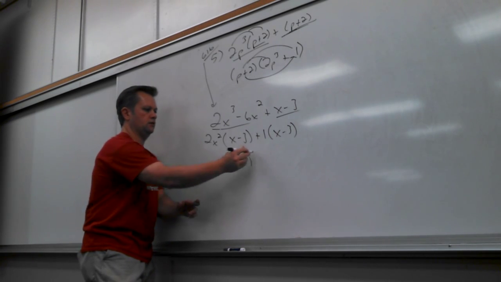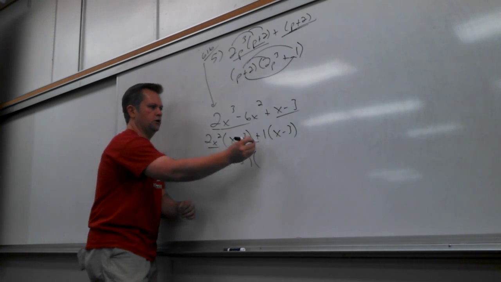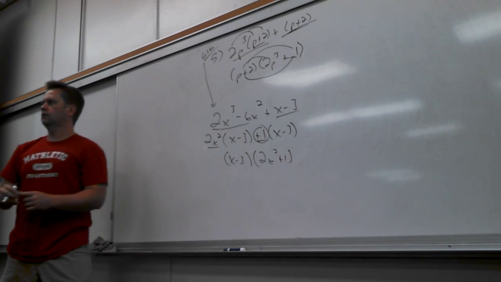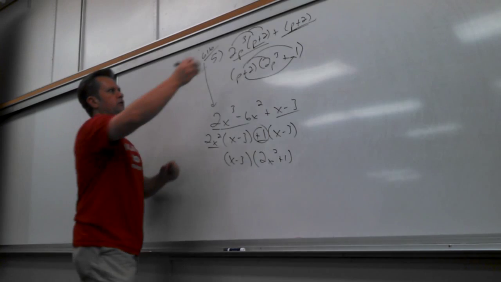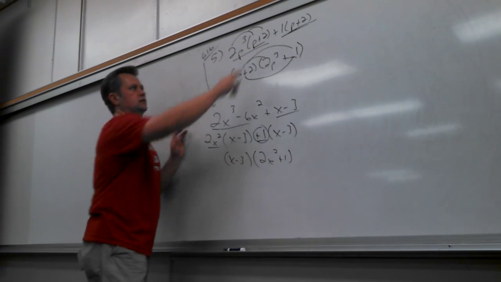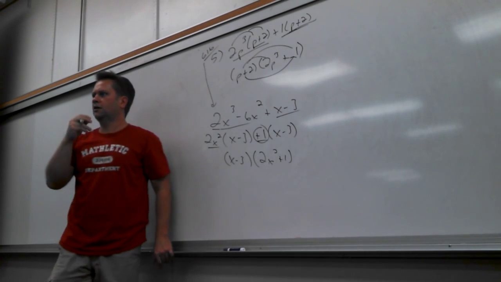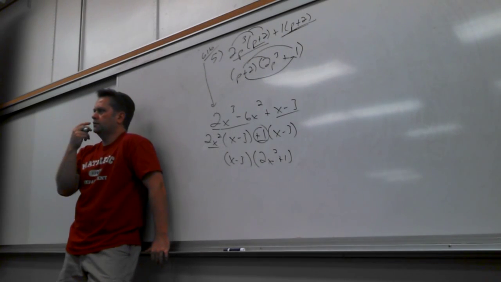Take the x minus 3 out, and what's left? 2x squared plus 1. But now we can kind of see that 1. We see why it's there. So I really could have put a 1 there. And that's why it's there. Why is it there? Because it's there. I love that answer. That's all. Because it's there. That's why it's there.